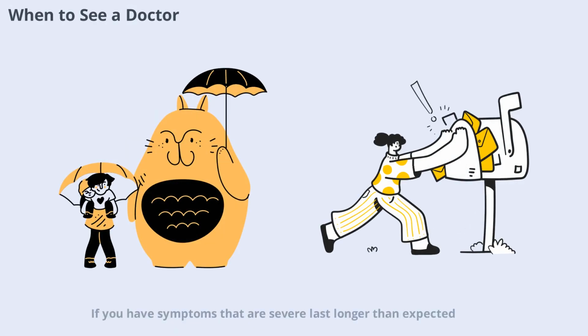If you have symptoms that are severe, last longer than expected, or worsen over time, it's important to see a doctor. High fever, difficulty breathing, chest pain, or confusion are warning signs that need immediate attention. Early diagnosis and treatment can prevent complications and speed up recovery.